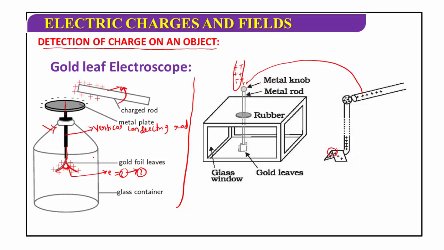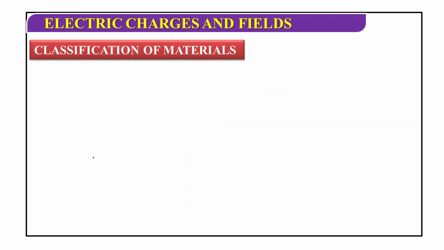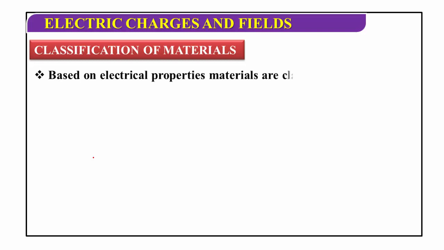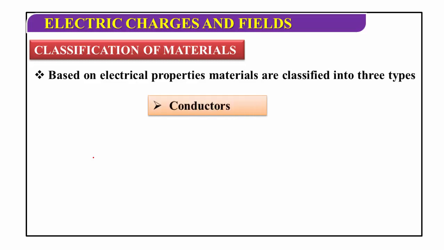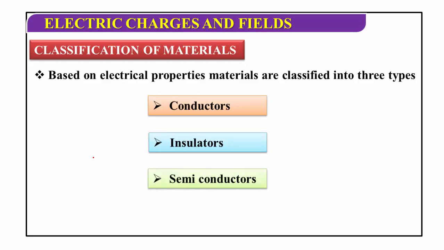Here the materials can be classified into three types: conductors, semiconductors and insulators. Now what is a conductor? Classification of materials: materials can be classified into three types based on their electrical properties. First one is conductors, second one is insulators, and third one is semiconductors. Based on the electrical properties, they have certain properties.